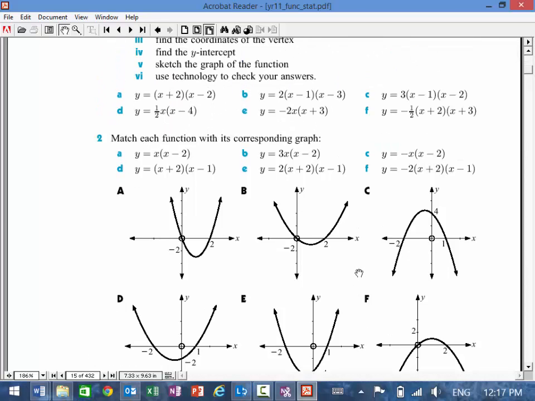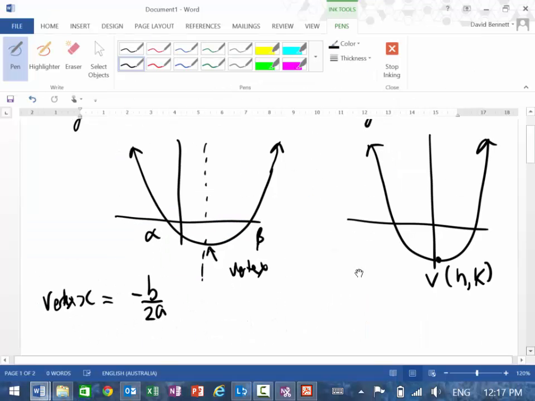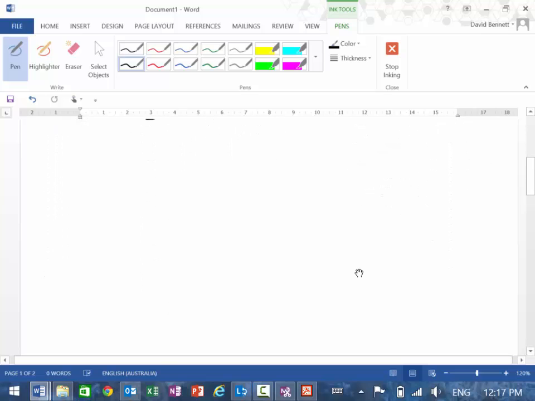So pick one for me please. Let's do C. We've got 3, negative 1, 2. So let's do that on that board over here, as an example for you. And then I'll get you to have a go at doing some of these. So let's say we've got y equals 3(x − 1)(x − 3).